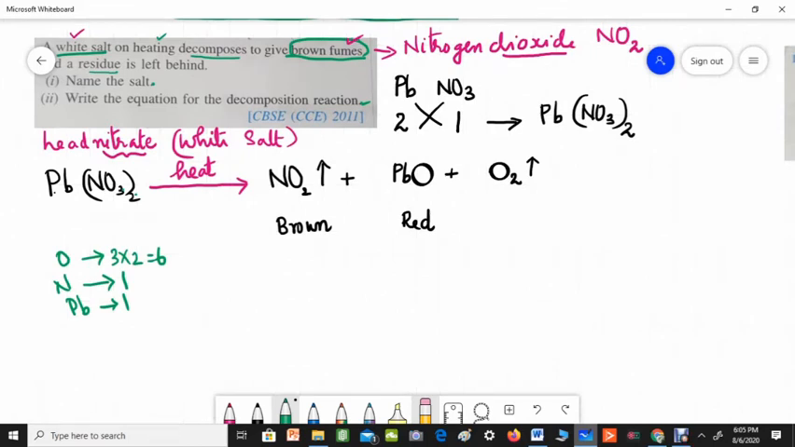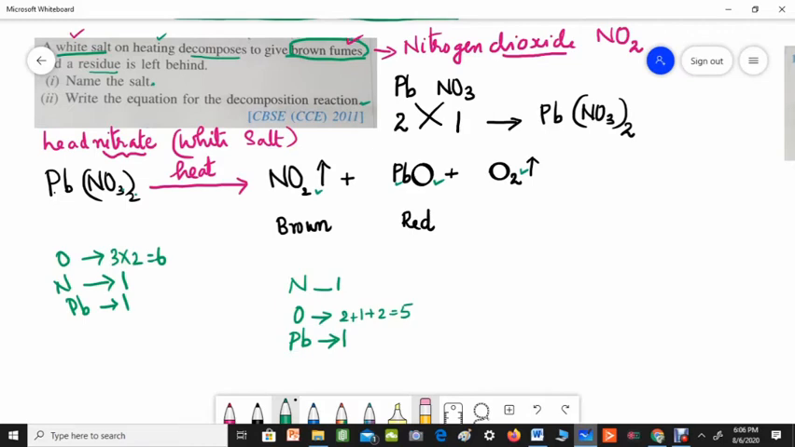Now, look at the number of atoms on the product side. On the product side we have nitrogen, only 1, and oxygen it is 2, then 1 on the lead oxide side and 2 on the oxygen side. So 2 plus 1 plus 2, that is 5 oxygen atoms. And what about lead atom? Lead is actually only 1. So these are the number of atoms present on the reactant side and the product side.